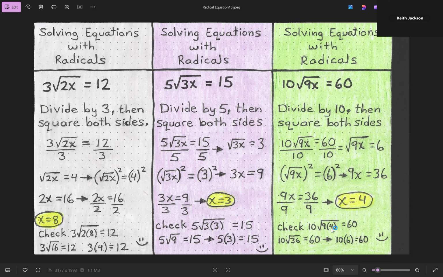We can check it by replacing x with 4. 10 times the square root of 9 times 4 is really the same as saying 10 times the square root of 36. We know that the square root of 36 is 6, and 10 times 6 will give us 60. And this checks out.